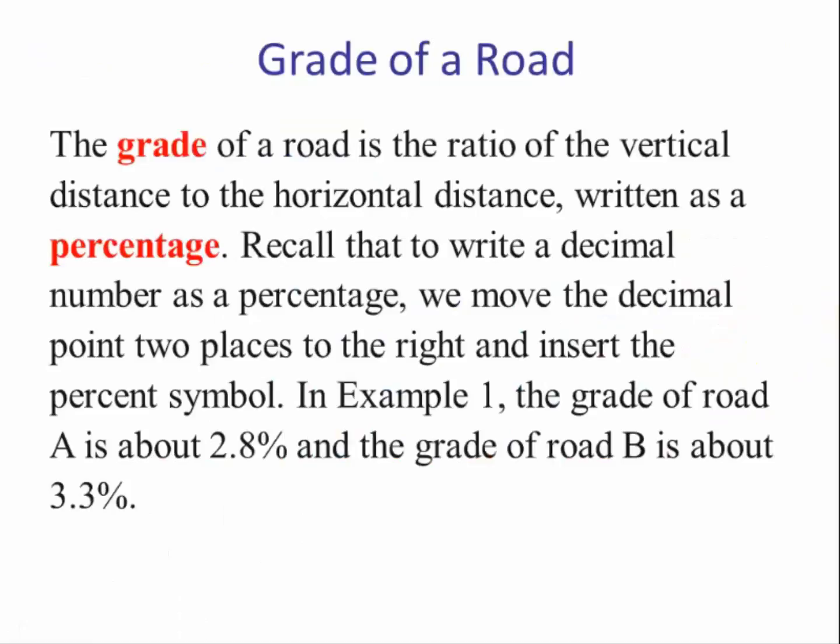The grade of a road is the ratio of the vertical distance to the horizontal distance, written as a percentage. If you recall, to write a decimal number as a percentage, we move the decimal point 2 places to the right and insert a percent symbol. The reason for this is we are multiplying by 100. That's why we move it 2 decimal places, because that's what a percent is. It's what part of 100. In example 1, the grade of road A is about 2.8%, and the grade of road B is about 3.3%.